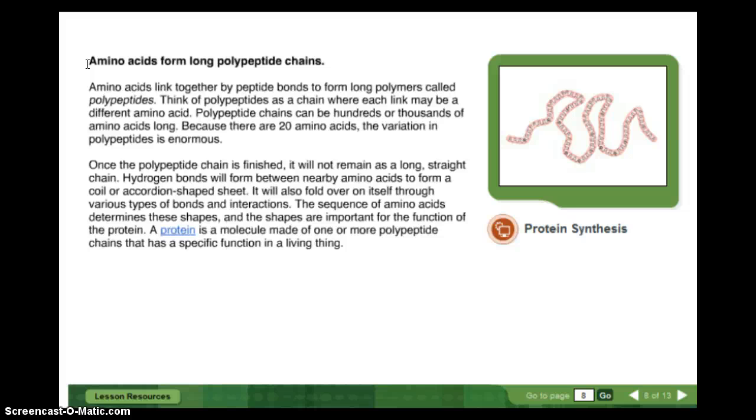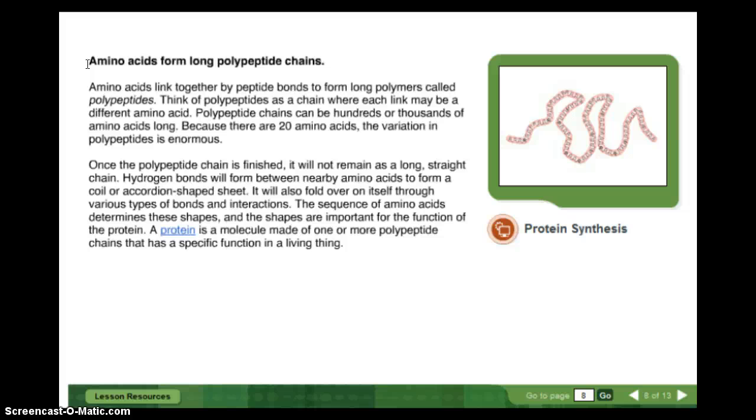Hydrogen bonds will form between nearby amino acids to form a coil or accordion-shaped sheet. It will also fold over on itself through various types of bonds and interactions. The sequence of amino acids determines these shapes, and the shapes are important for the function of the protein. A protein is a molecule made up of one or more polypeptide chains that has a specific function in a living thing.